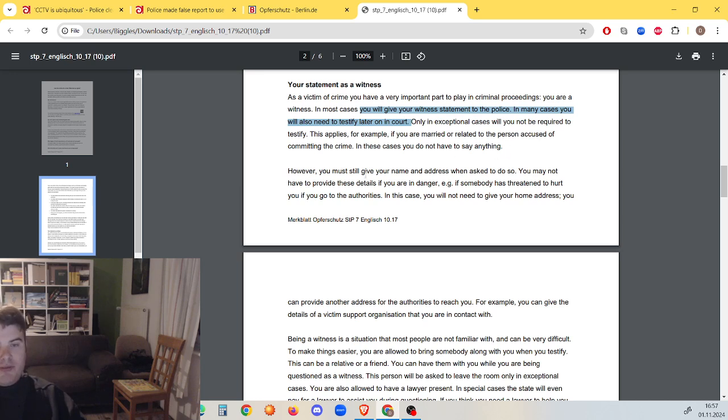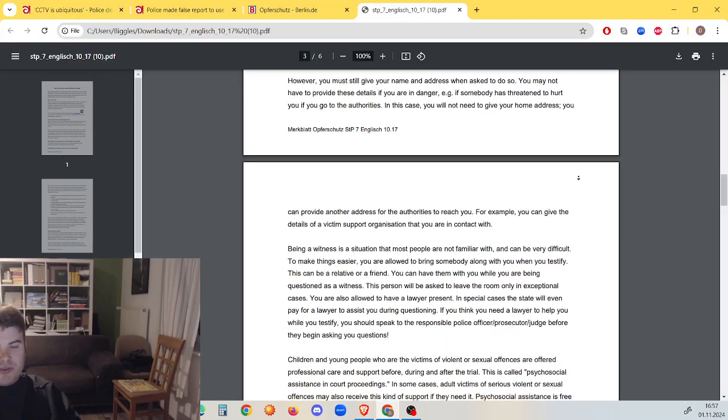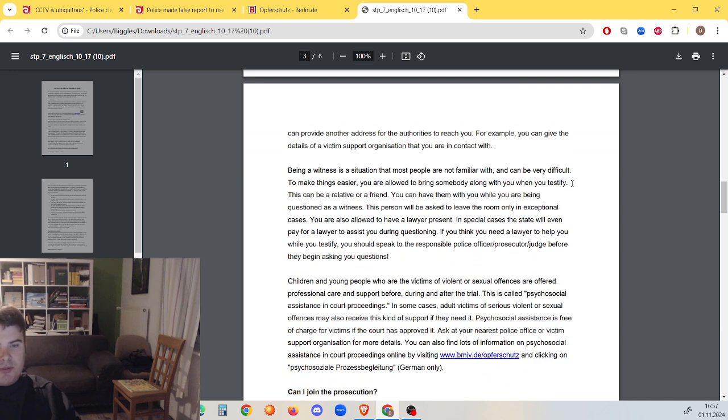Okay, however, you must still give your name and address when asked to do so. You may not have to provide these details if you're in danger, aka if someone has threatened to hurt you. If you go to the authorities, in this case, you will not need to give your home address. You can provide another address for the authorities to reach you. For example, you can give details of a victim support organization that you are in contact with.